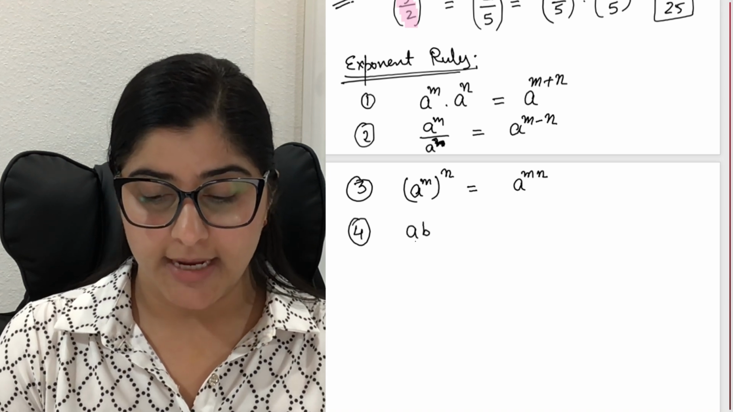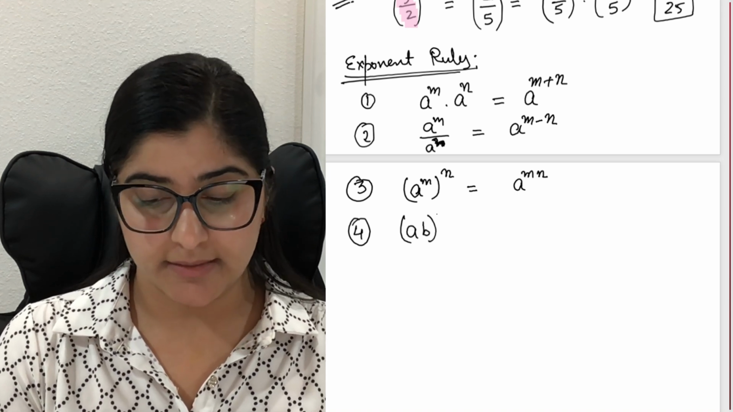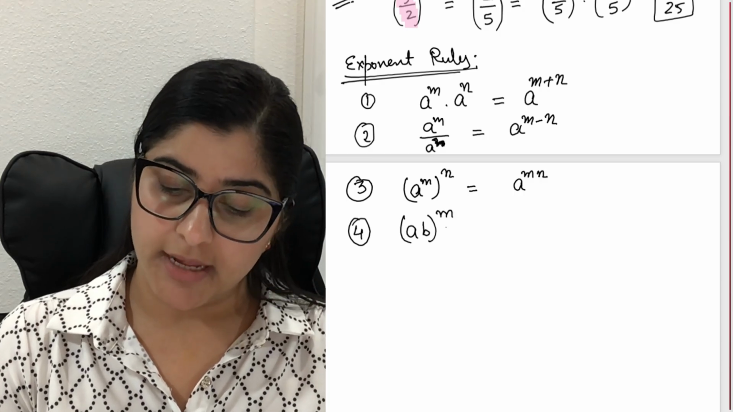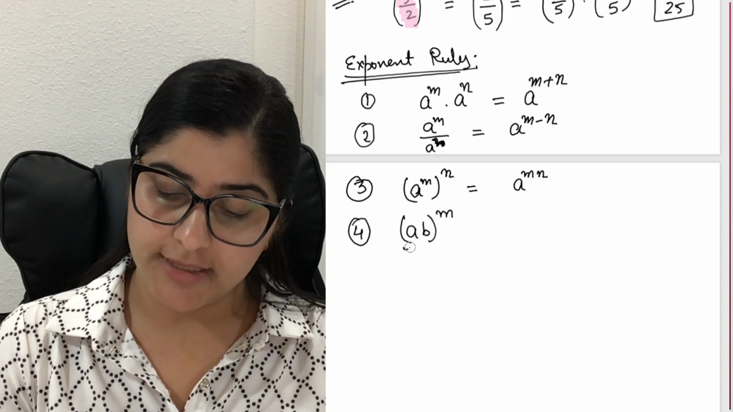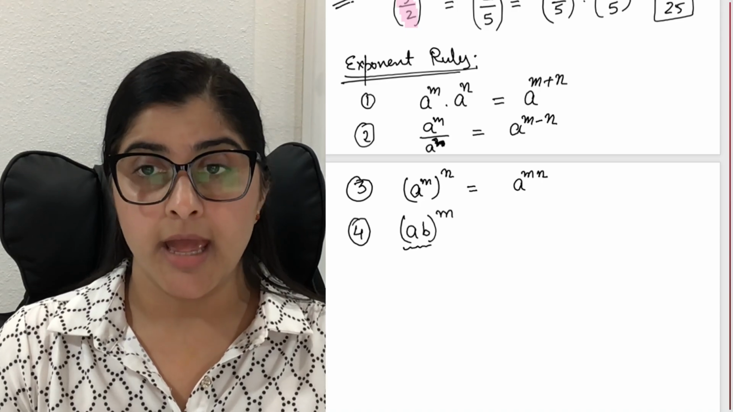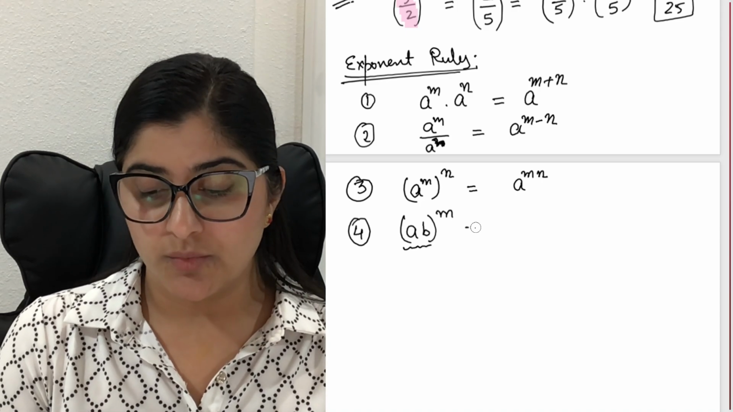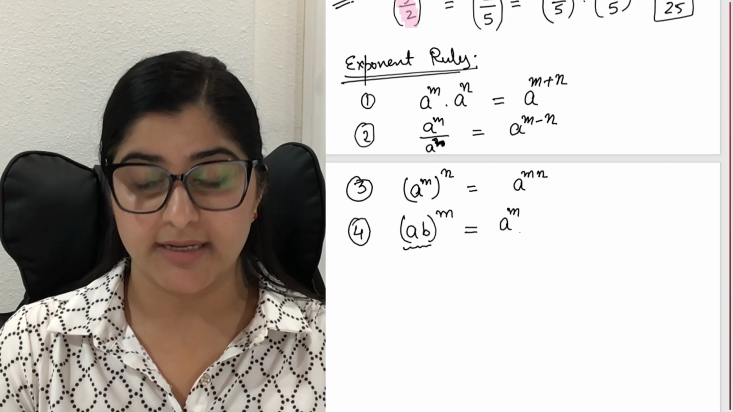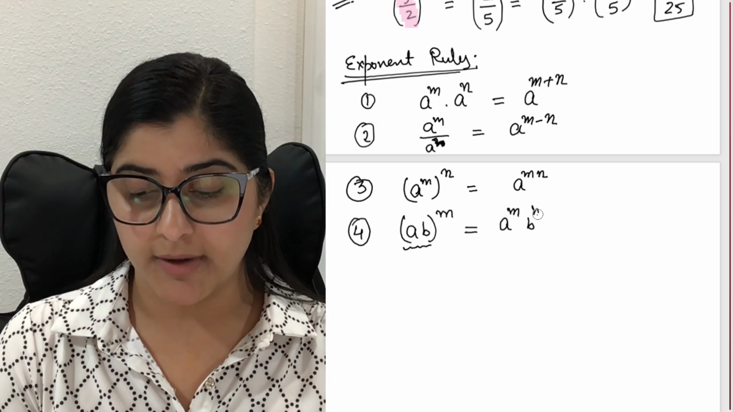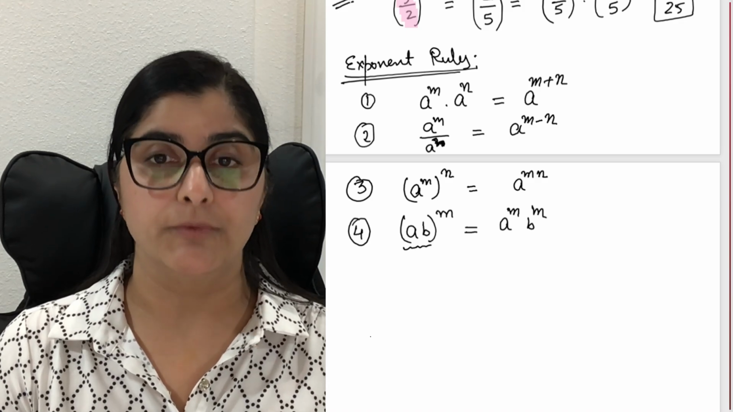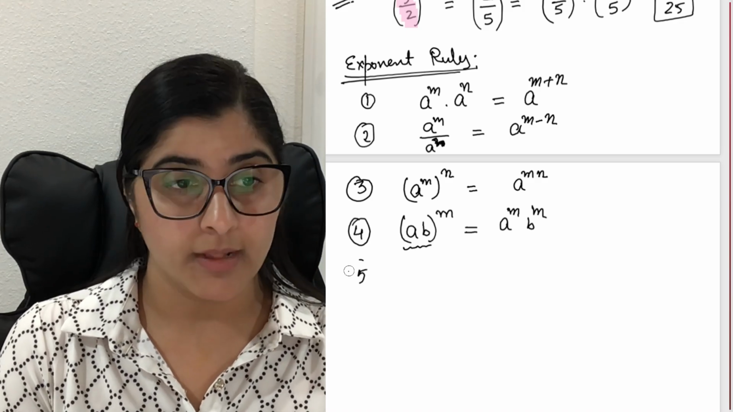If you have a times b in the base and there is a bracket and m, so when the power is outside the bracket, it belongs to everything that is inside the bracket. So this power belongs to a as well as b. So we can separate this power as a power of a and a power of b. We can open the bracket. According to the problem, we can use this.